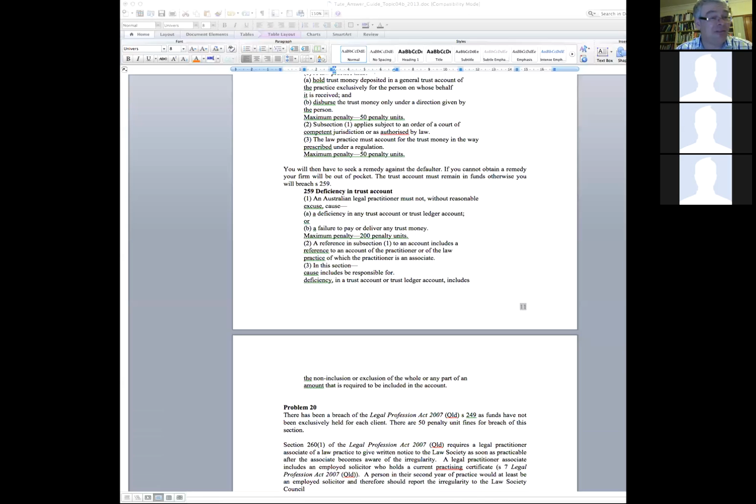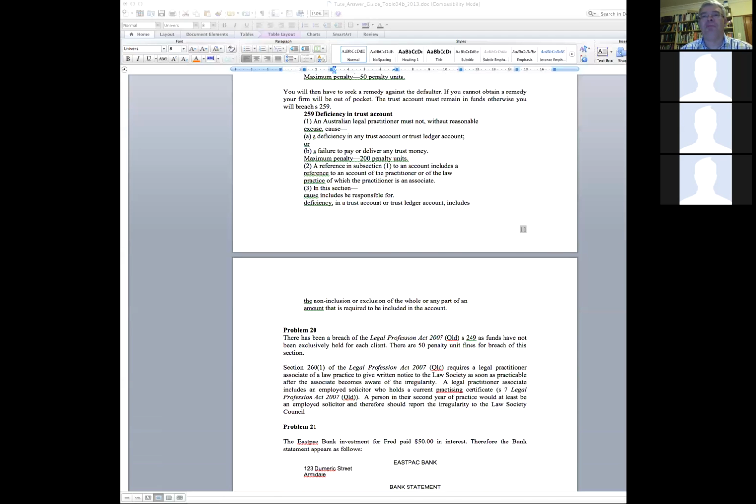So don't be too hasty in paying out of the trust account until you've done all the checks as to whether the money is available, it's cleared, and you're paying out for the right purpose. Can't emphasize that enough. Really important. Okay, then we go on to problem 20.